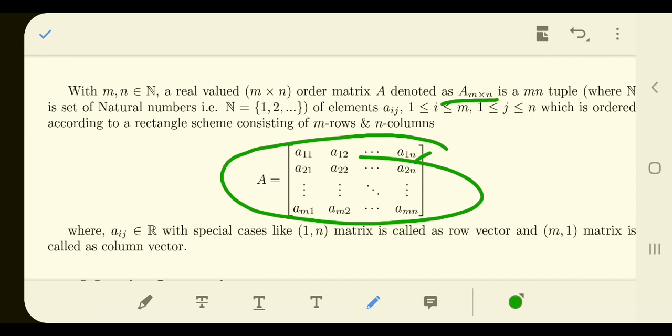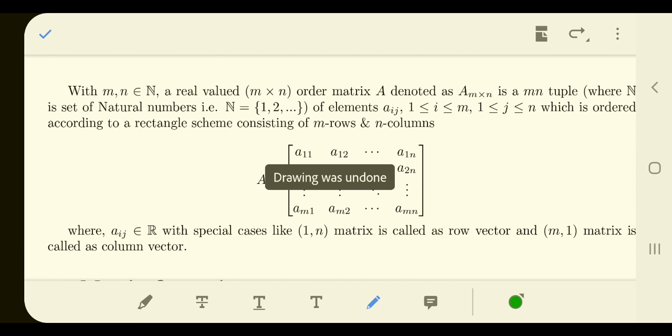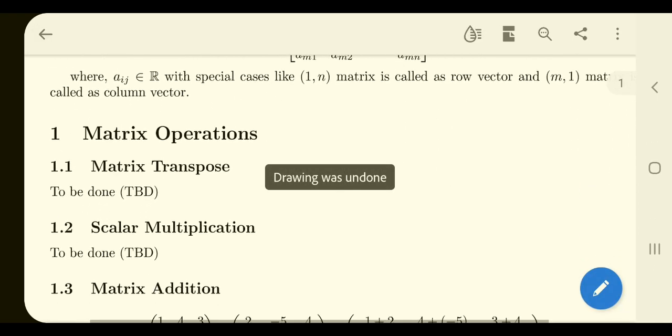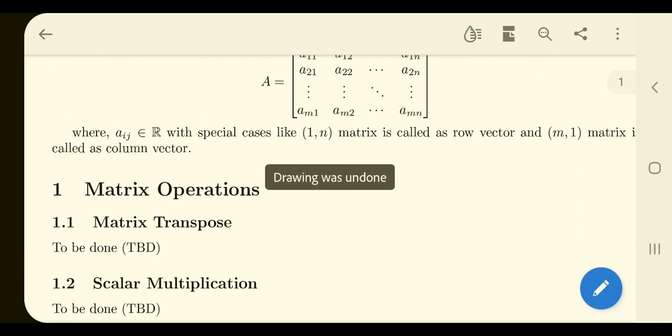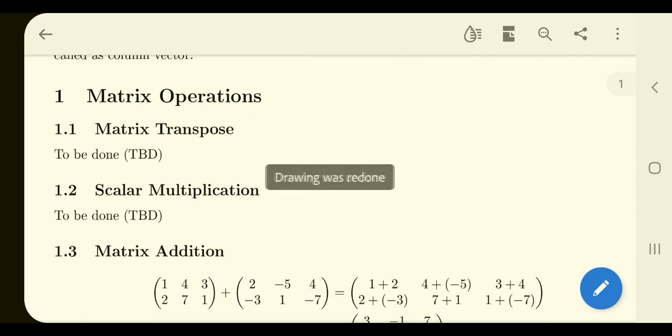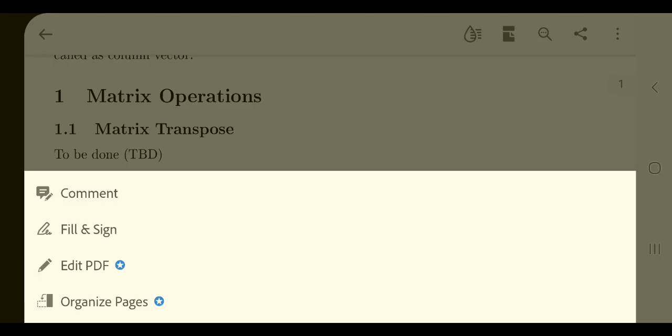So going ahead with this. We have certain operations like matrix transpose, scalar multiplication and all. We will talk about them a little later, or else you can see over the internet to understand what these operations are. Just to make sure of the notations, I'm going to discuss matrix addition.